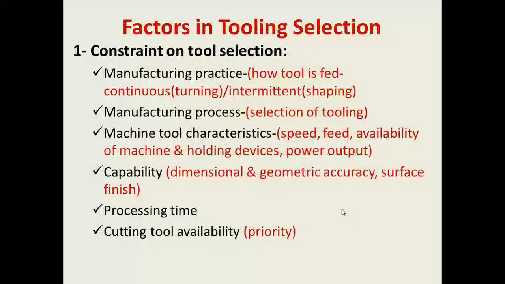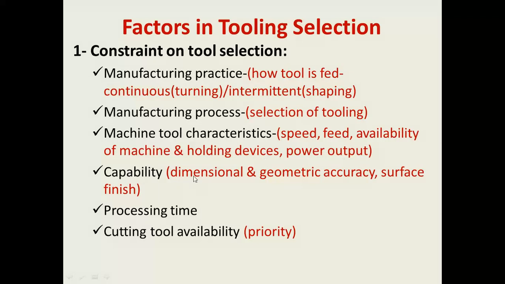So, factors in tooling selection. The first method, constraint on tool selection. What are the constraints available during selection of tools? Manufacturing practice: how the tool is fed, continuous turning or intermediate shaping. Next one is manufacturing process, selection of tooling. Then machine tool characteristics: speed, feed, availability of machine and holding devices, power outputs.